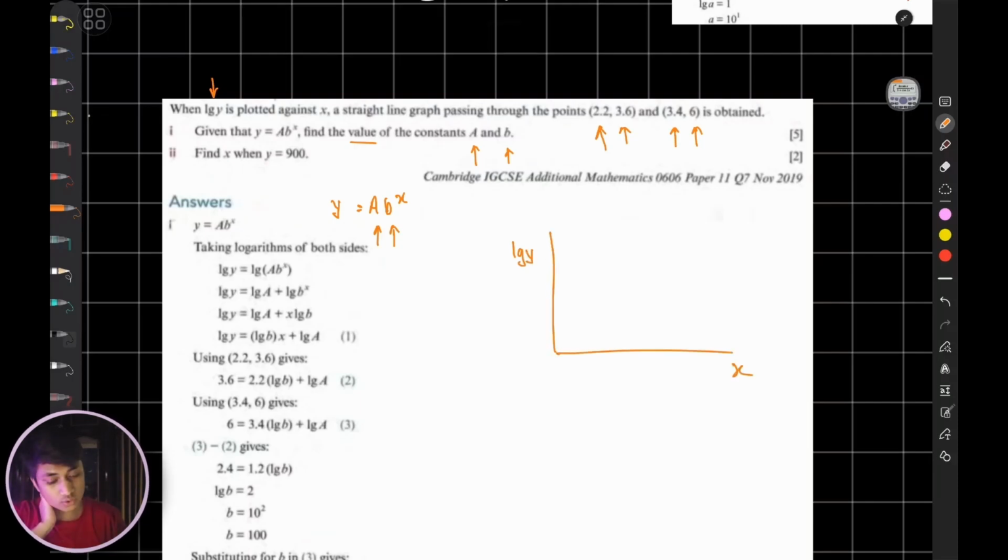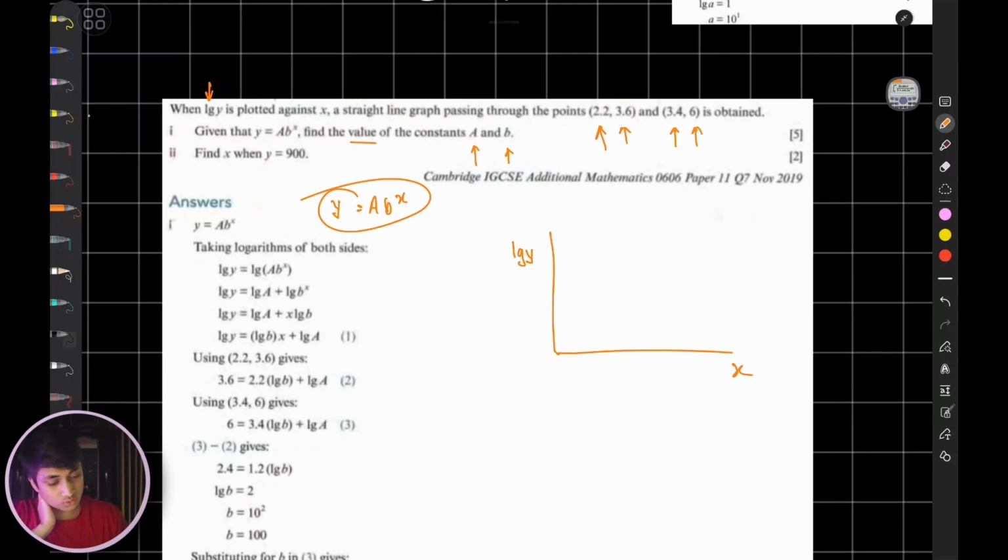So you're not going to bring ln into this equation. What are you going to bring? You're going to bring lg, log base 10, because they've already given you this bit of information where they're using lg of y, log base 10. Hence, you're going to bring log base 10 into your main equation.